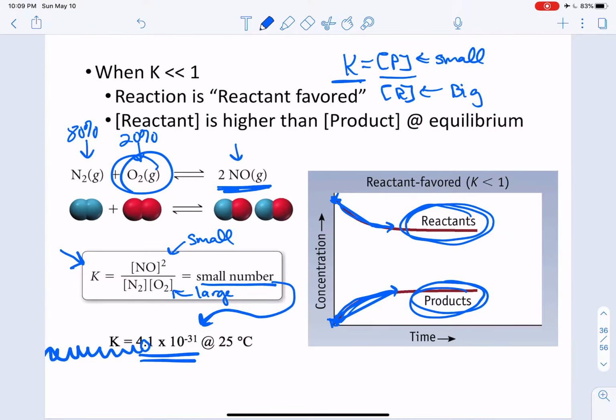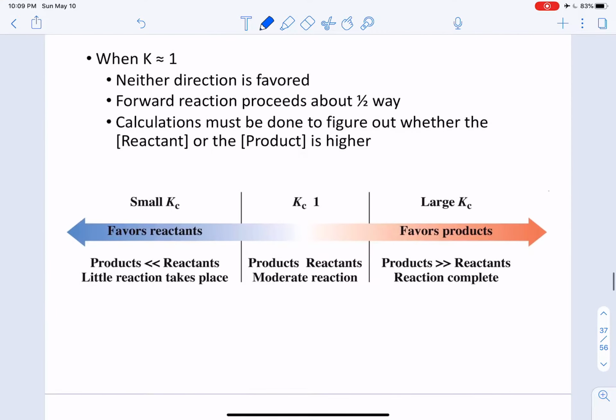Okay, so what happens when K is about 1? It's approximately 1. Well, whenever you have a numerator and a denominator that are the same, like 3 divided by 3, you get the answer 1. So if you get a concentration of product and a concentration of reactant that are about the same, you're going to get a K value that's about 1. So that means that neither direction is favored, products or reactants. So the reaction proceeds about halfway, and then everybody's like, okay, we're done.